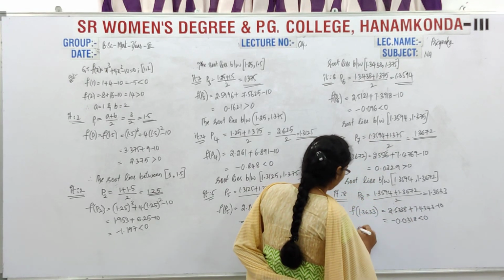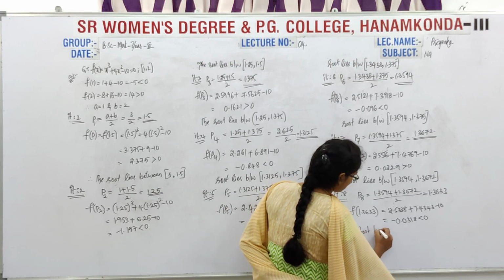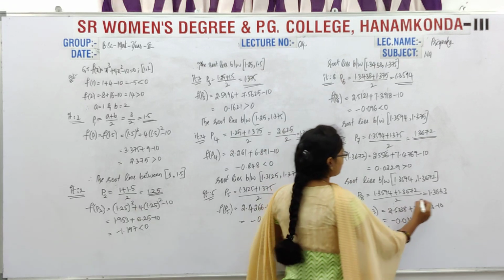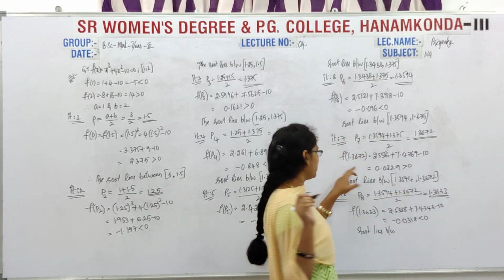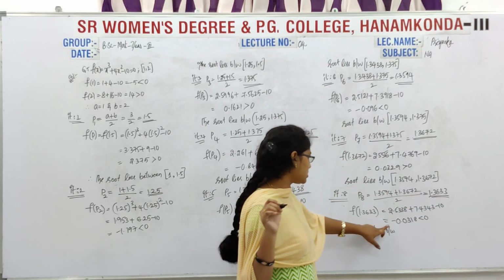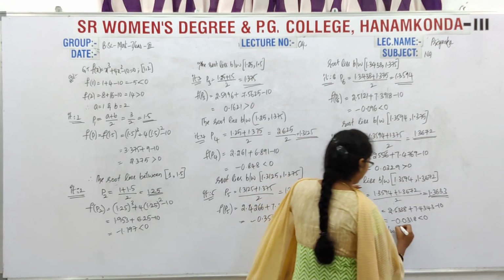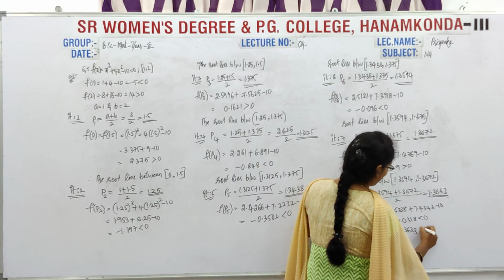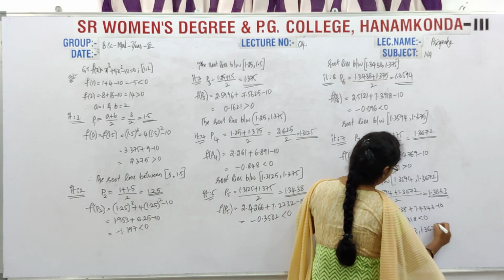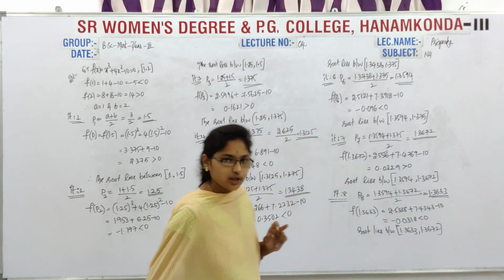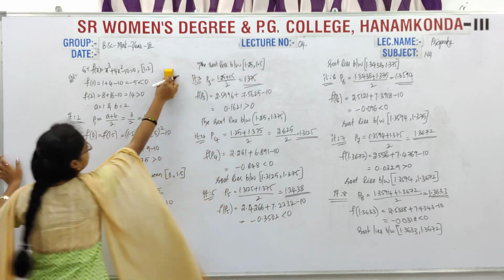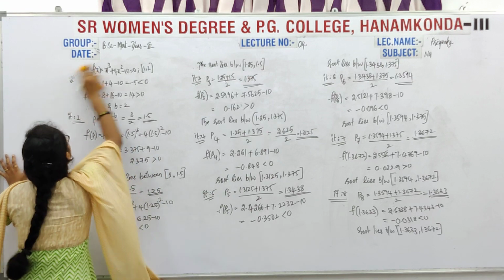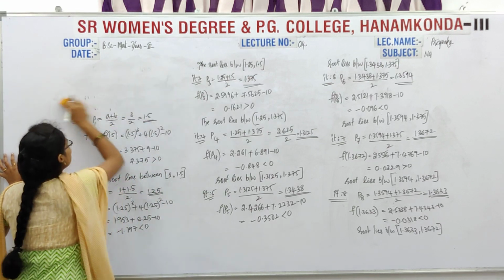So therefore now what do we have to write? The root lies between... see clearly. For the previous one the value is greater than 0 and here it is less than 0. So now what we have to do: 1.3633 comma 1.3672. This is the new interval, and next we go for the next iteration. See, up to 8 iterations we did. Now I am going for the next iteration.